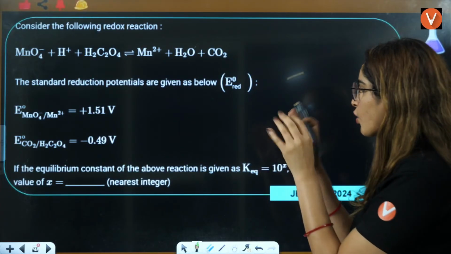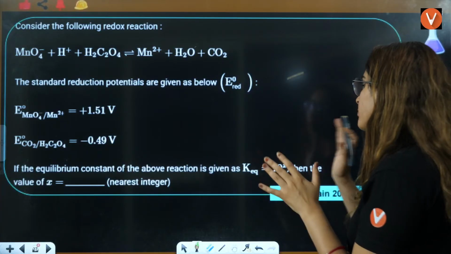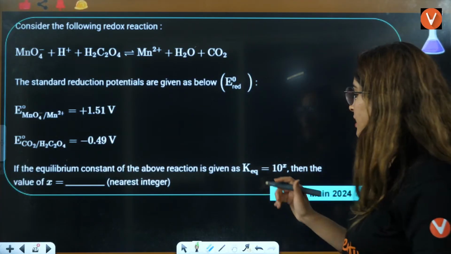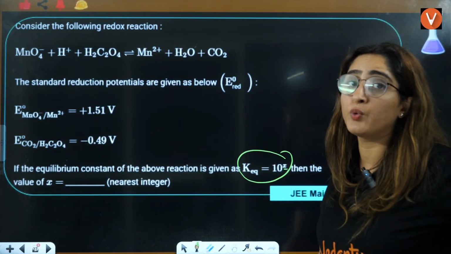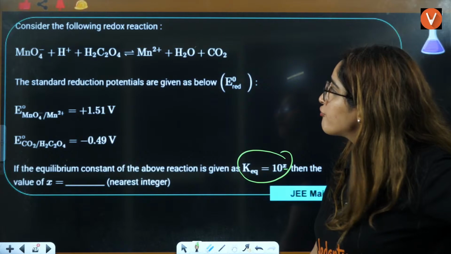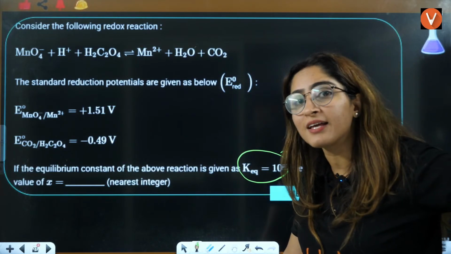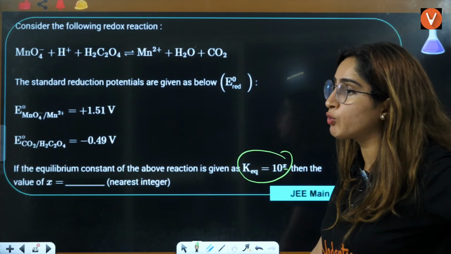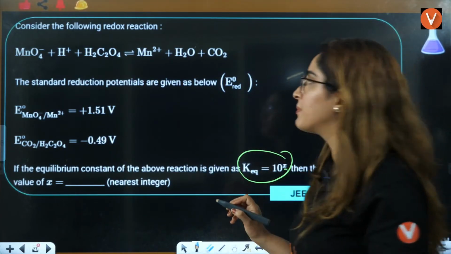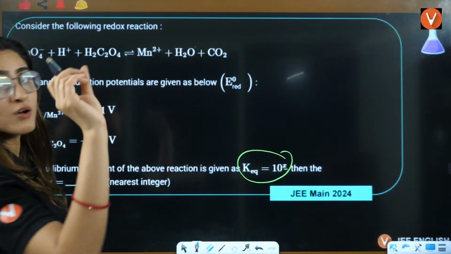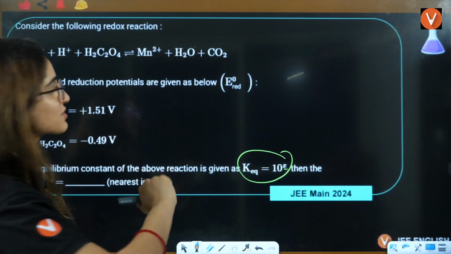We don't know which is anode, which is cathode. Equilibrium constant we have to calculate. That is going to be 10 raised to power x. You will tell what is this x value here, right? For that, firstly, you should know what is anode, what is cathode. How do you know? For that, you should know the oxidation numbers here, that you will learn in redox reactions.